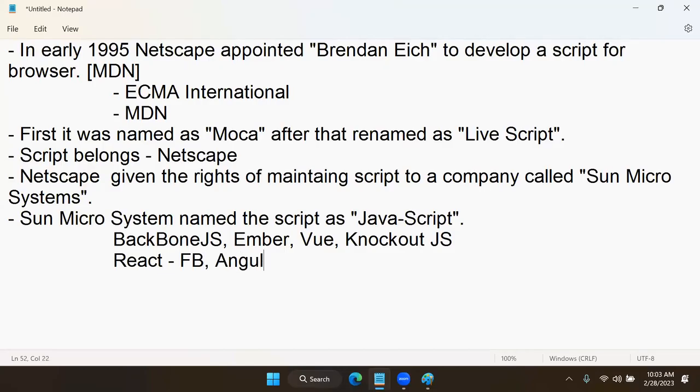Behind Angular, who is there? Google. That means if you know that a technology is maintained by large people like this, then you have more confidence to use it. Because if you have any technical issues, you know that these big people will support me. But if you are using something which is not maintained or managed by a large community, then you will think that if any problem comes, how? I need to face a lot of issues.